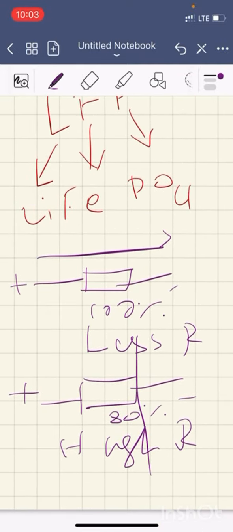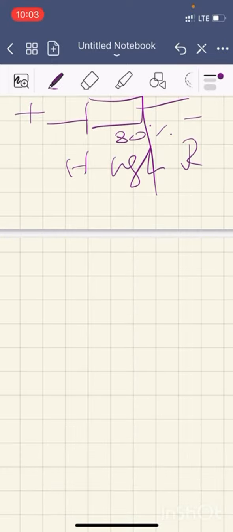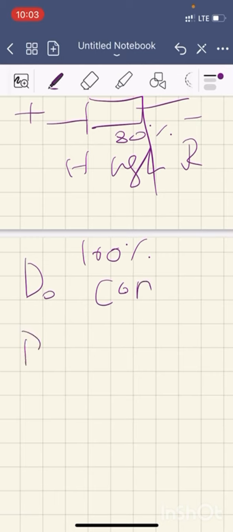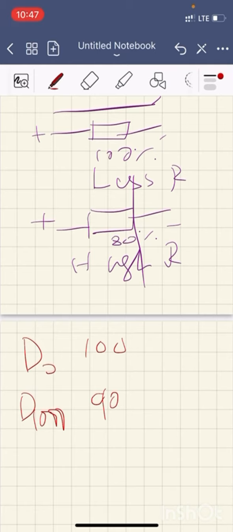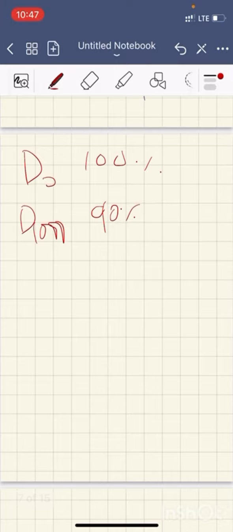Let's go to another page. On day 0 you have 100% conduction. On day 1000 you will have, let's say, 90% conduction. So what exactly is happening, we have discussed.